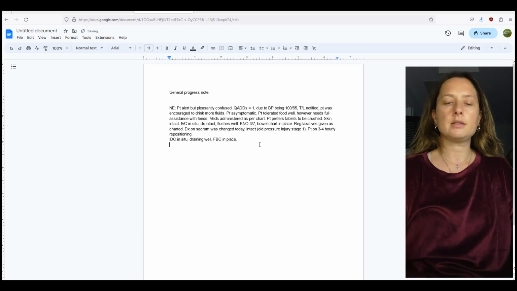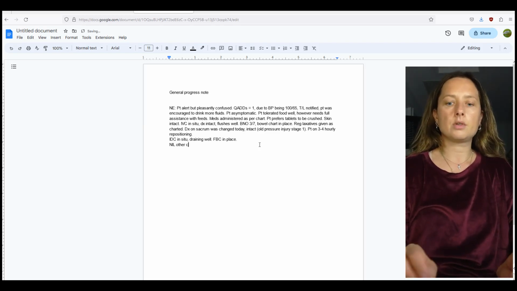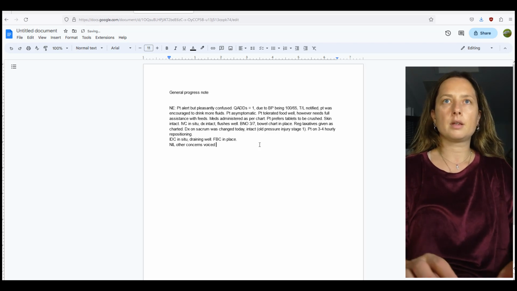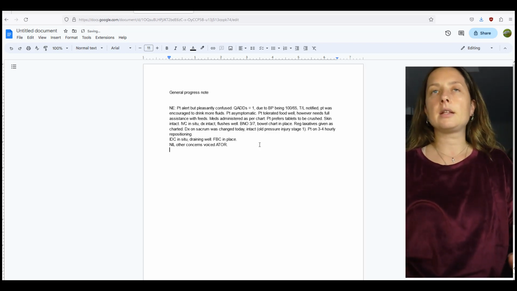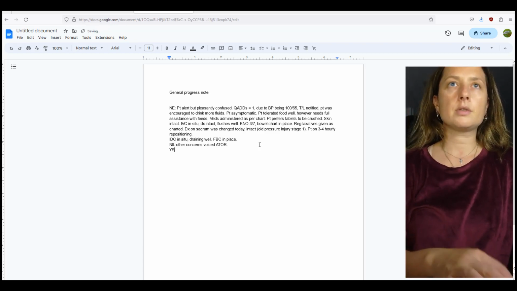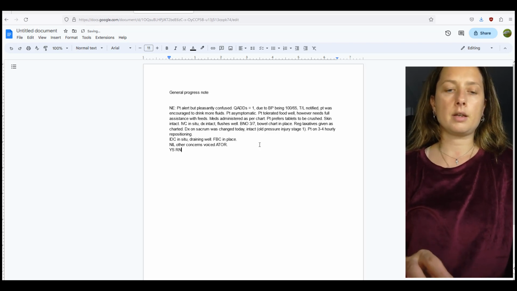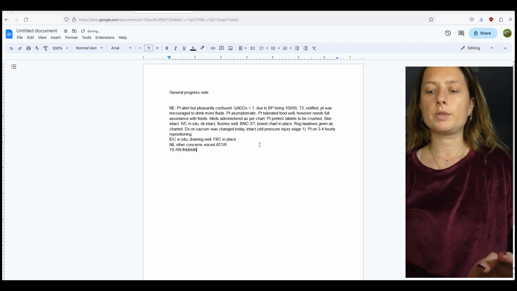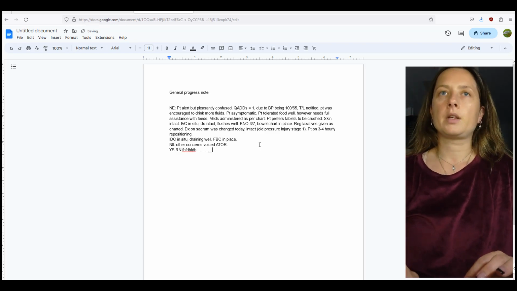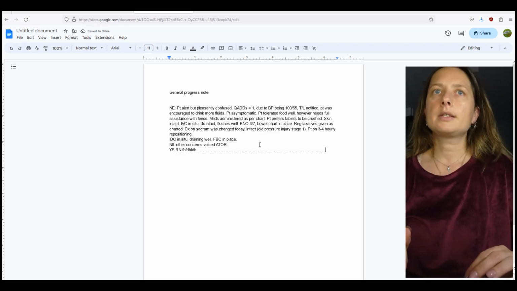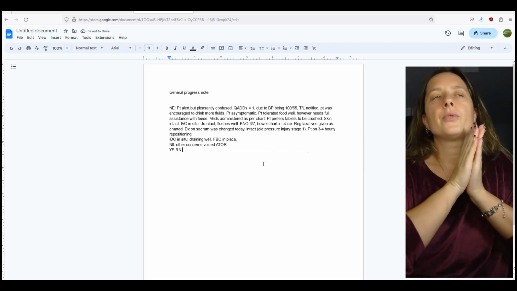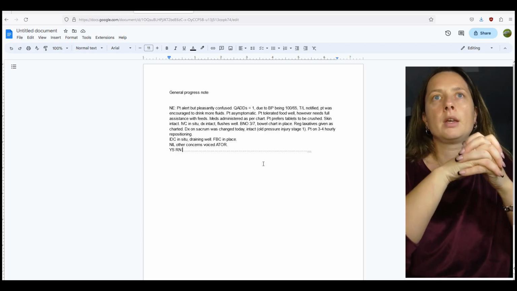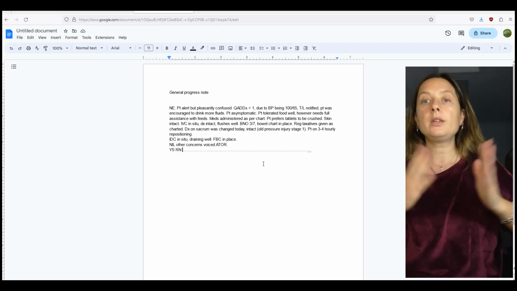You can then say in the end, nil other concerns voiced by patient at the time of check. Okay, and then you finish your note by putting your initials, YS, and then RN, and then your signature. That would be your signature there. Okay, then I usually put a line like that, so nobody can add anything. So that's your general progress note. You always go off what's happening on a shift. Okay, if it's something abnormal, you would add it in.